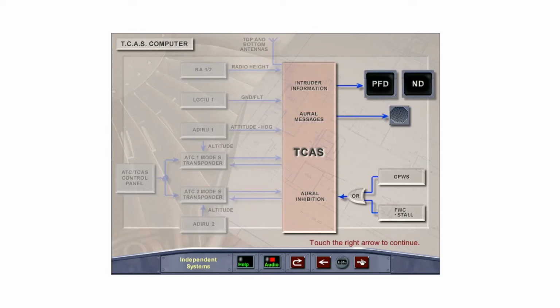The TCAS computer displays indications on the captain and first officer's primary flight and navigation displays, with corresponding oral messages issued from the speakers. The TCAS oral alerts will be inhibited if warnings from the ground proximity warning system or stall warning are active.